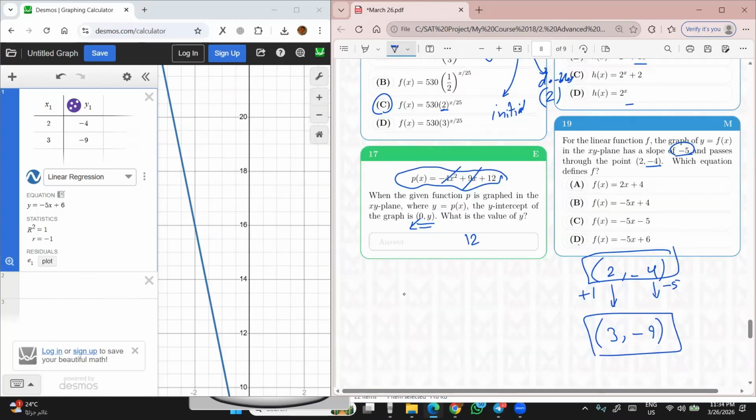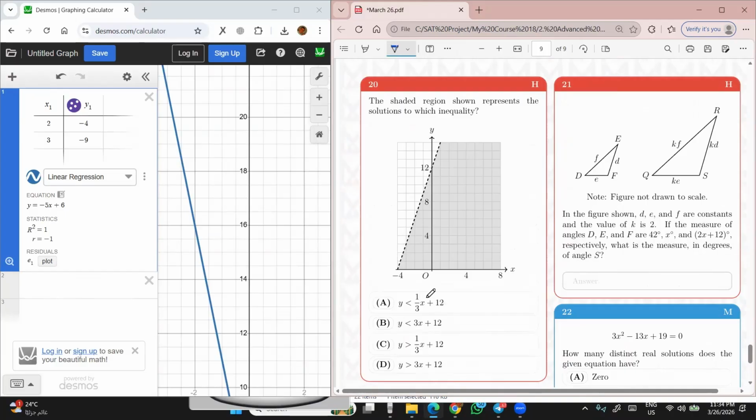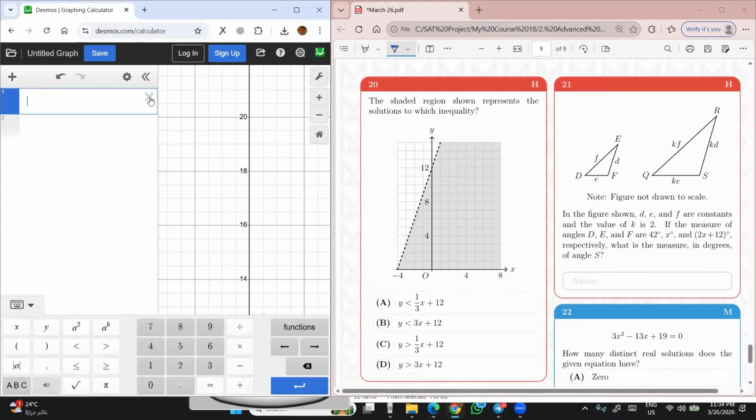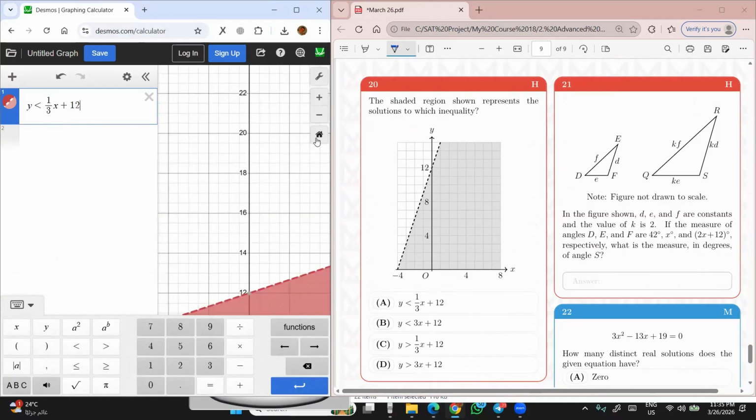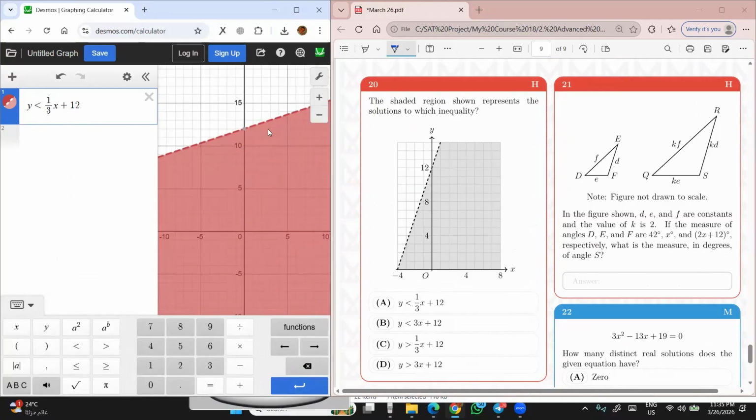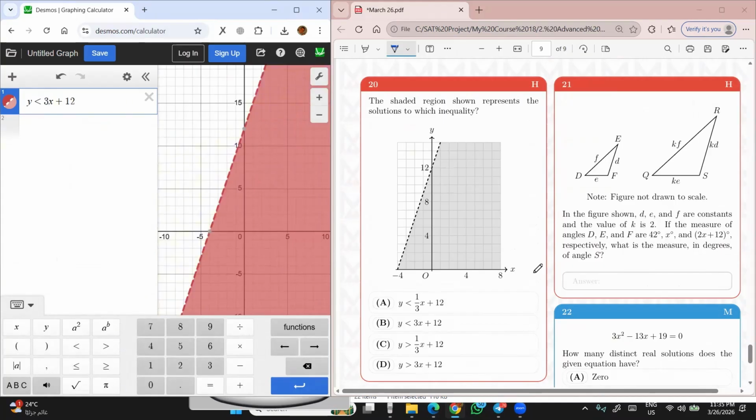If you have some difficulties dealing with these, you can use Desmos to compare your graph with the graph given here. So for example, y is less than 1 over 3x plus 12. What happens to the graph? You should just look at this. It's not the same. Look at this line, it's not the same slope as this line. So maybe we just change the 1 over 3 and make it 3. Look at what happens. It's exactly the same. Look at the parallel line. This is parallel to this one.